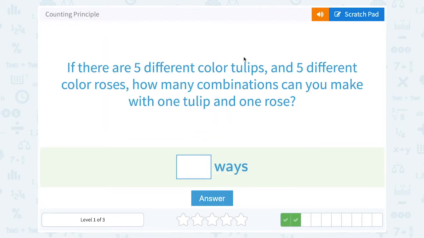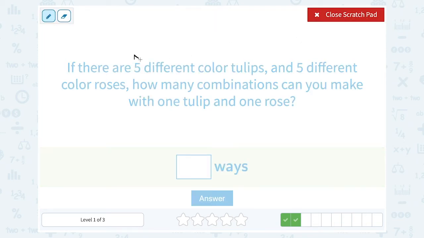If there are 5 different color tulips and 5 different color roses, how many combinations can you make with 1 tulip and 1 rose? Okay, well again, using our counting principle, there's 5 different ways to pick a tulip and 5 different ways to choose a rose. So we can use that as n and m. Remember, our rule tells us to multiply them together, n times m, which in this case would be 5 times 5. Okay, and if I multiply that out, 5 times 5 means there's 25 different ways to combine the roses and tulips.